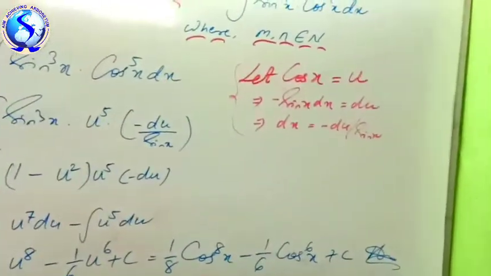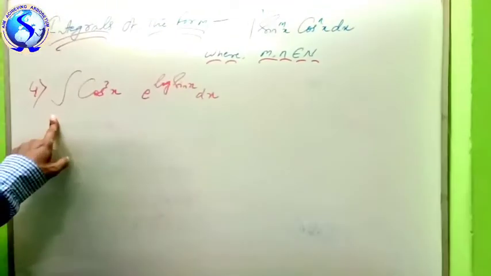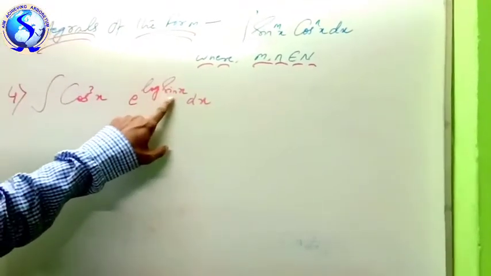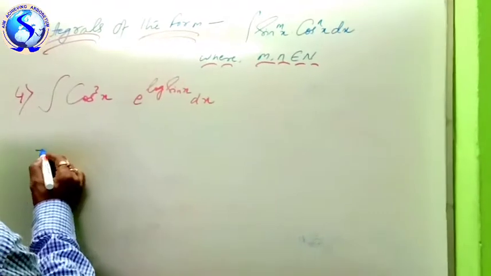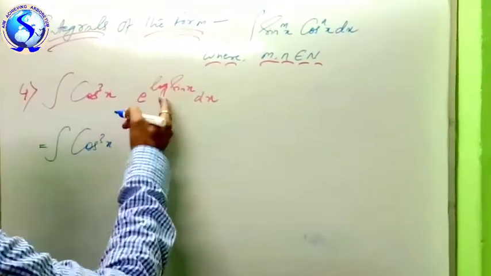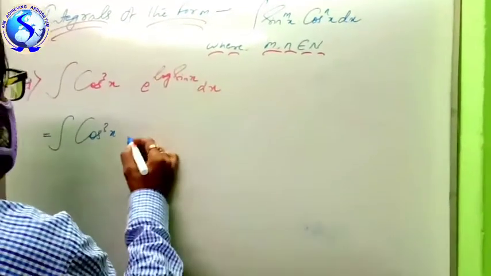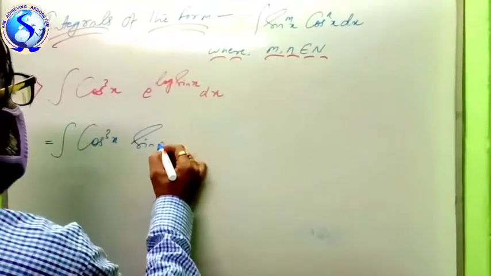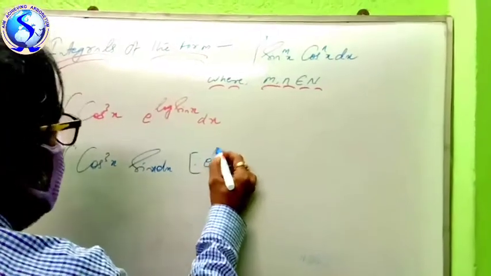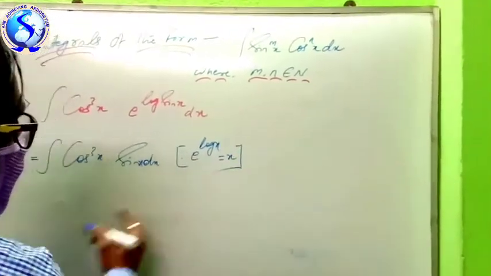Let us go to the next question. Integration of cos cubed x into e to the power log sin x dx. As you know, this is cos cubed x given e to the power log sin x. E to the power log sin x is only sin x, since e to the power log x is equal to x. This is the formula of the exponential and logarithmic function.